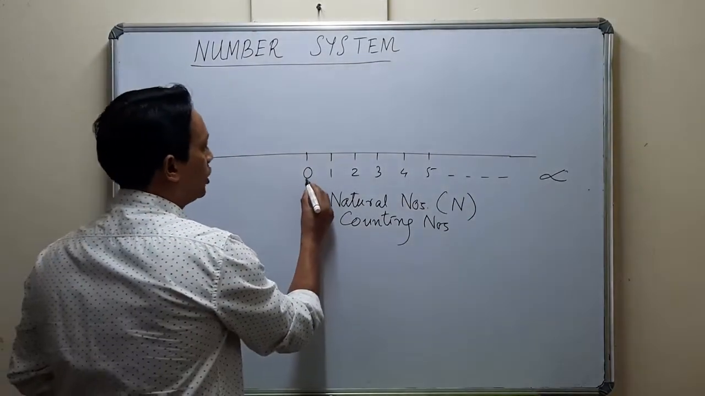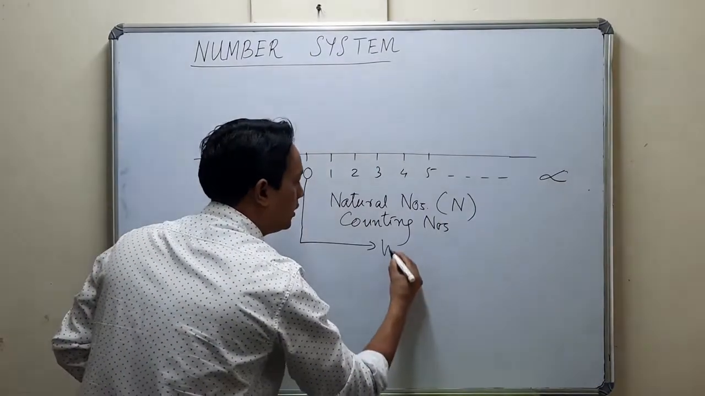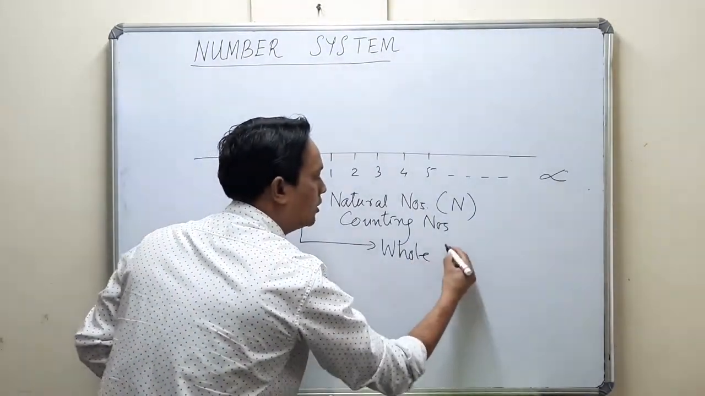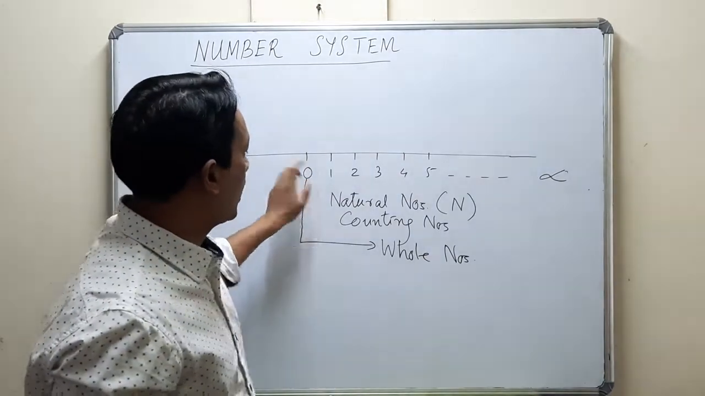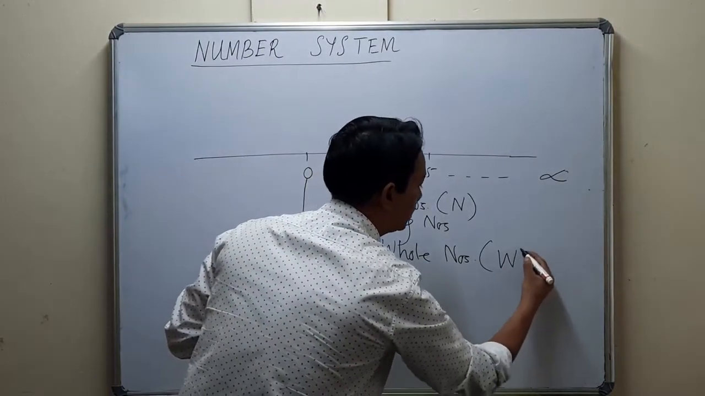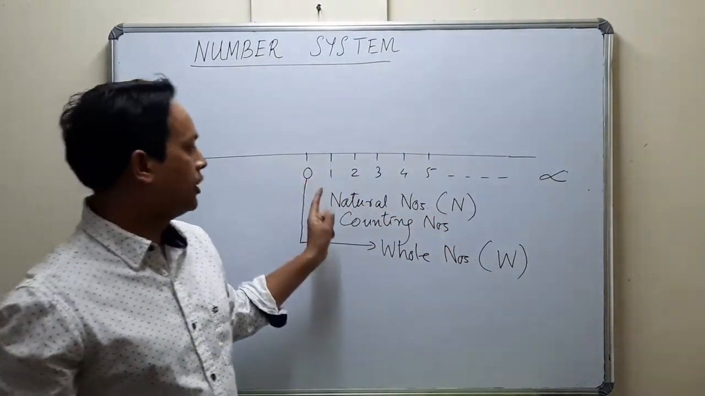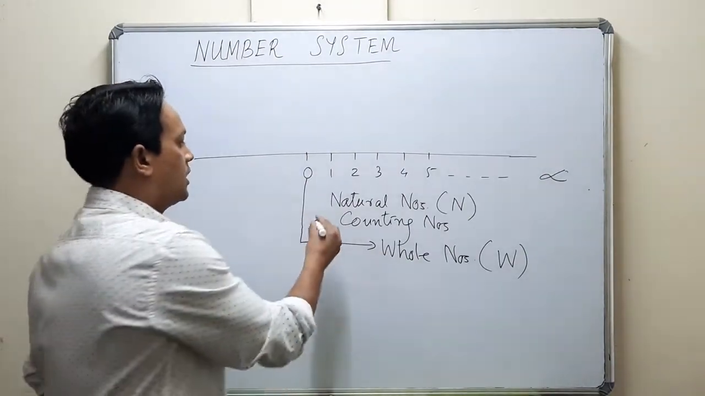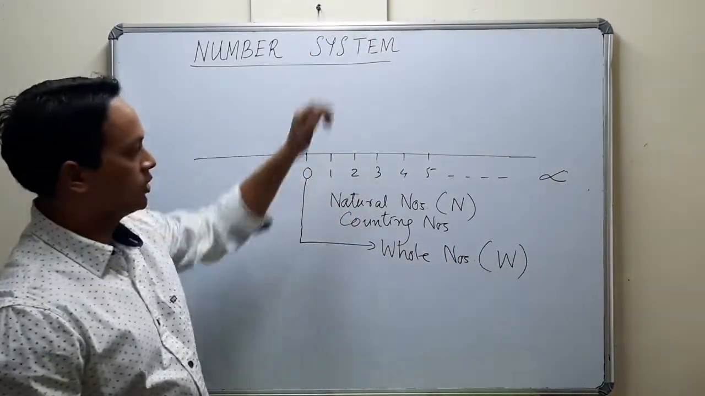So when you include 0 along with the natural numbers, so when you have 0, 1, 2, 3, 4, then the numbers are called whole numbers. So that means whole numbers include 0 and the natural numbers. And whole numbers, remember, are denoted by the letter W. So when we write later, N will stand for the natural numbers or the counting numbers, and W will be for whole numbers.